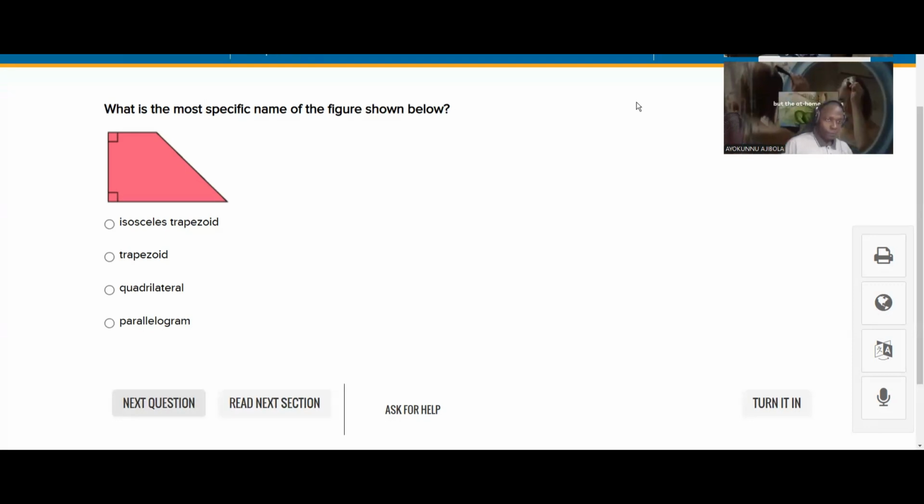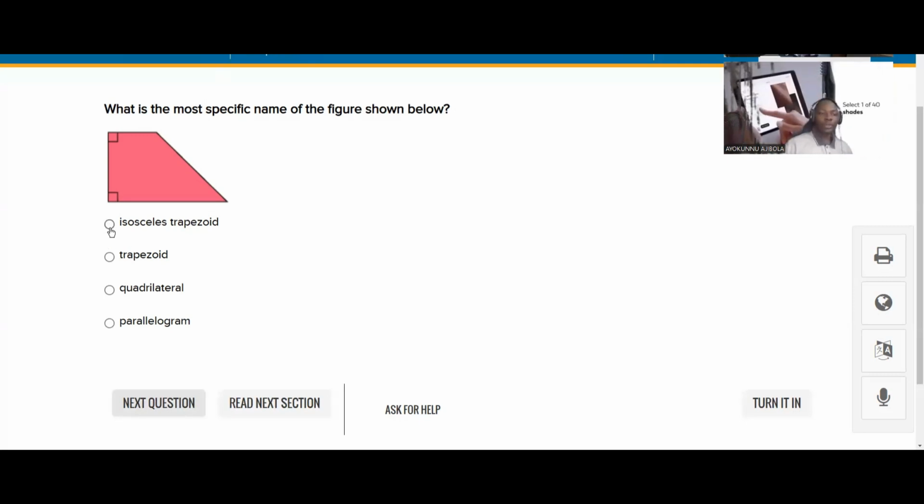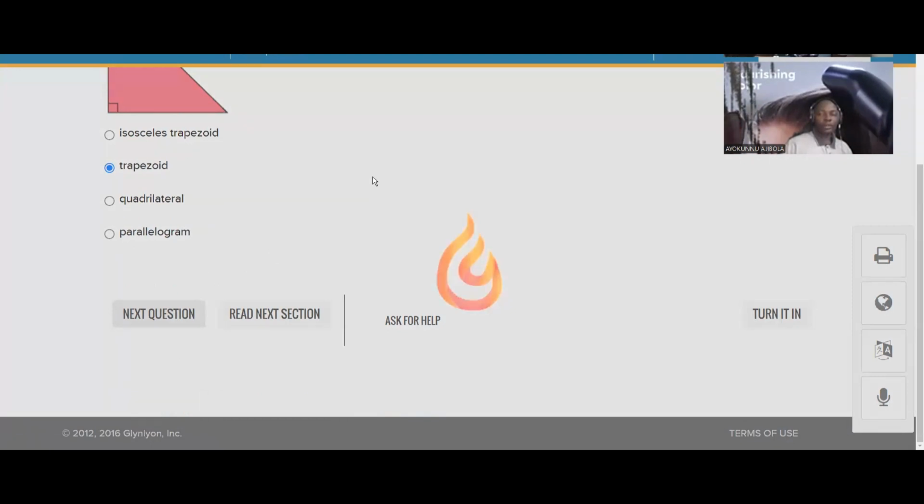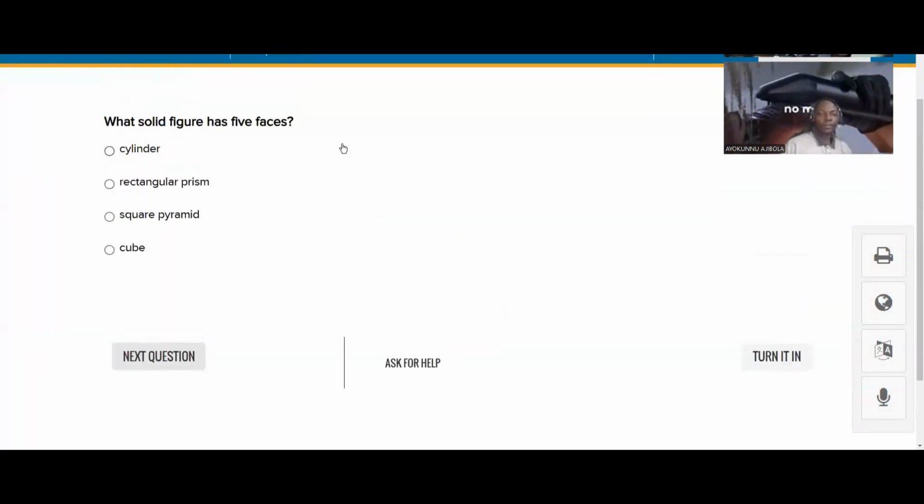So it is a trapezoid, not an isosceles trapezoid, because no two sides are equal. In an isosceles trapezoid, the non-parallel sides are going to be equal, but this time around, they are not equal. So it's just a trapezoid. Then the next question. Are you ready?